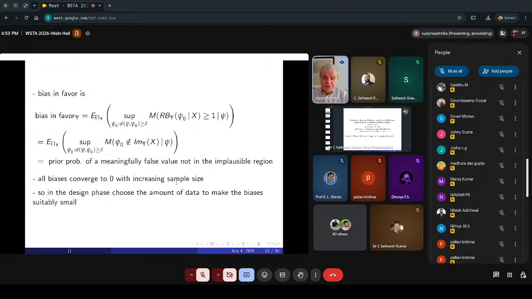Now, the nice thing is all these biases converge to zero with increasing sample size. So before you conduct your experiment, your collection of data, you can calculate these things and see, okay, I want these to be small. How much data do I have to collect to make these biases small? So in the end, I have inferences that I trust.